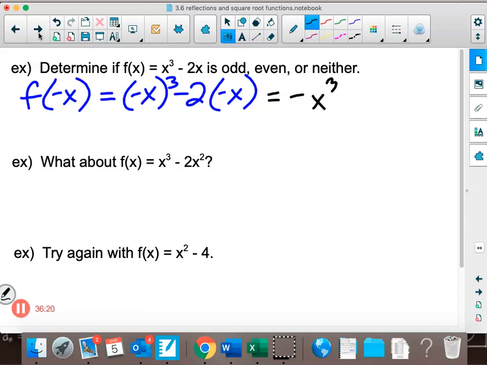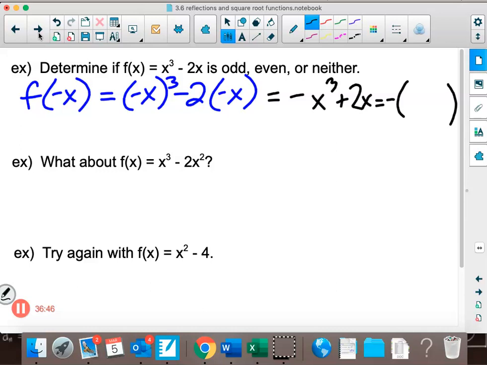What's negative 2 times negative x? Plus 2x. Once you've found your f of negative x and you've simplified it a little bit, you look and you say, hey, is this the same as f of x? Is it? No, it's not. Could we factor a negative out of both of these terms?